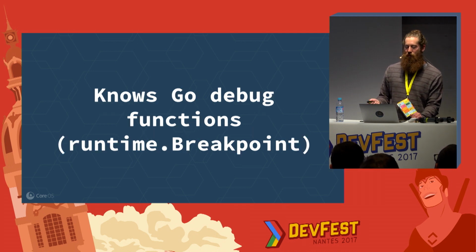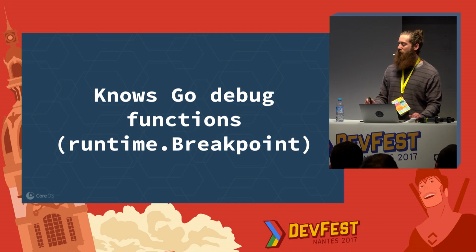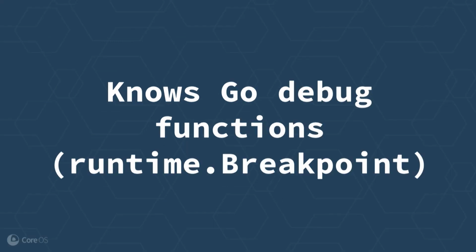It knows some internal Go debug functions. So there's runtime breakpoint, which I'll talk about a little bit later. It knows how to handle this function. If you set this in your code, it knows how to step out of some of the internals and put you on the next source line where you want to be so that you can continue debugging. It's a lot easier if you just want to set breakpoints visually in your code without having to jump into a debug session and type break and specify a file line or a function name or something like that.